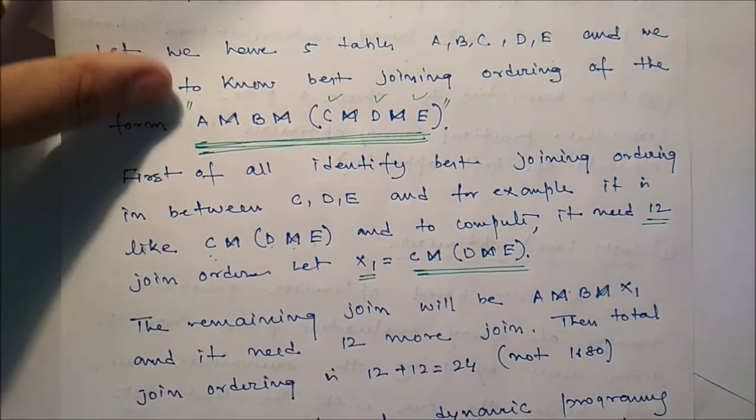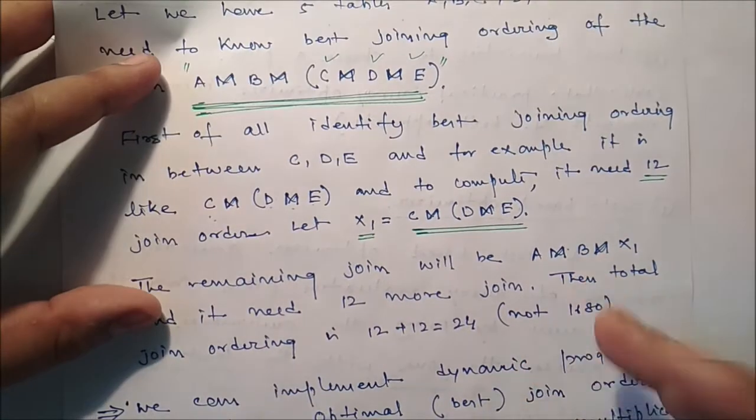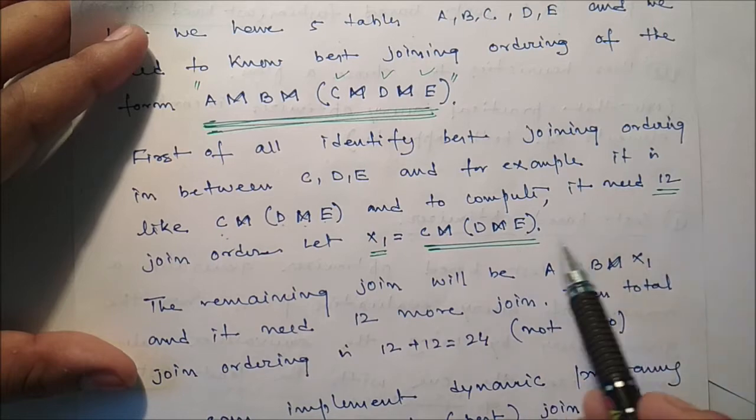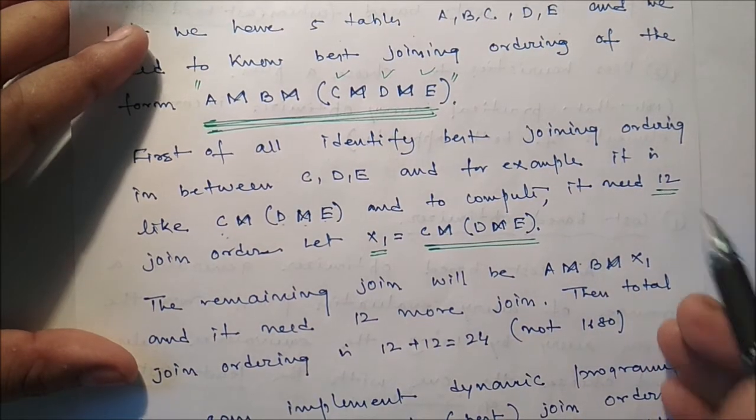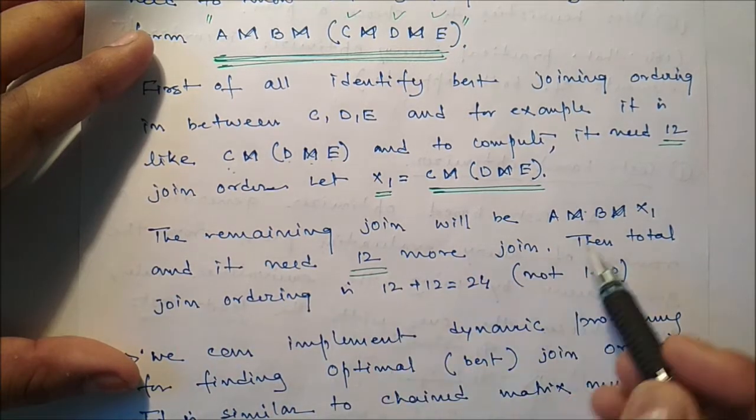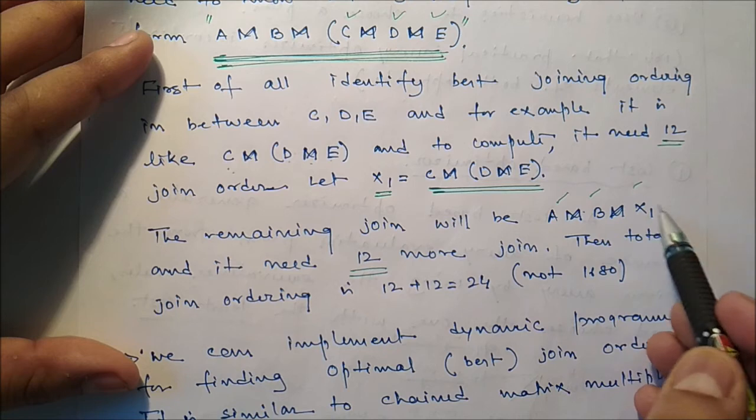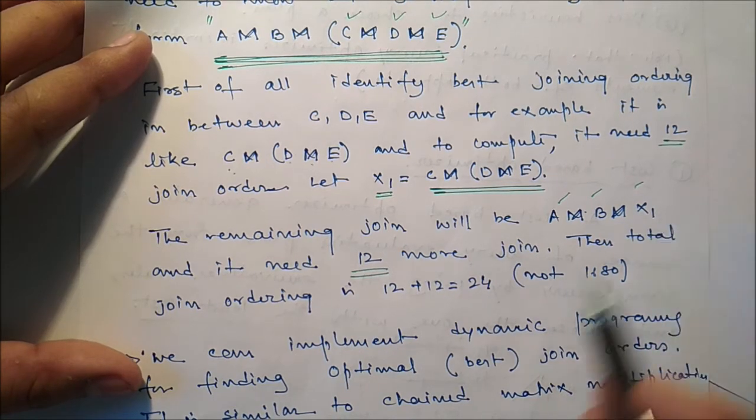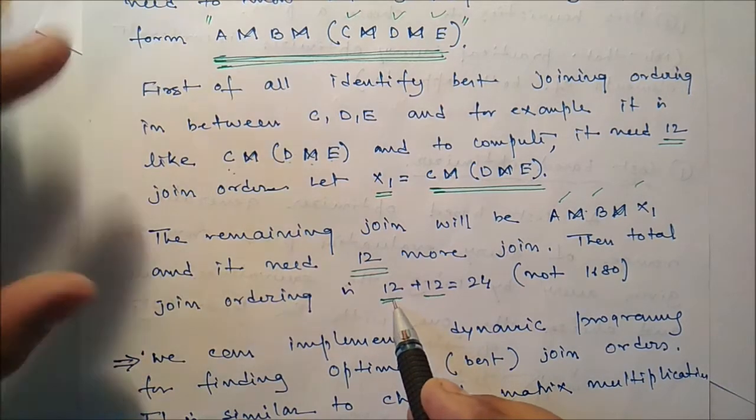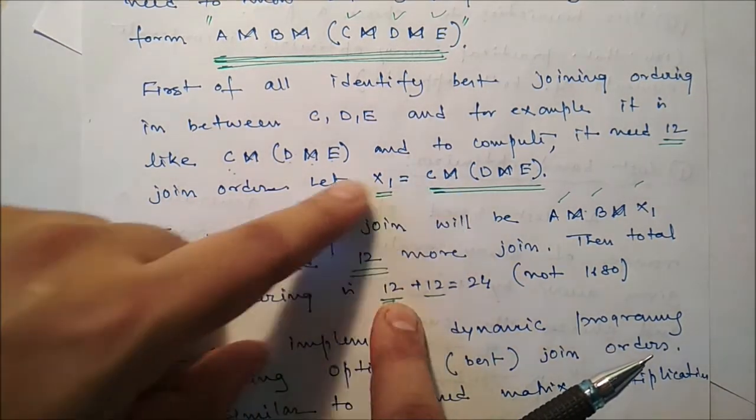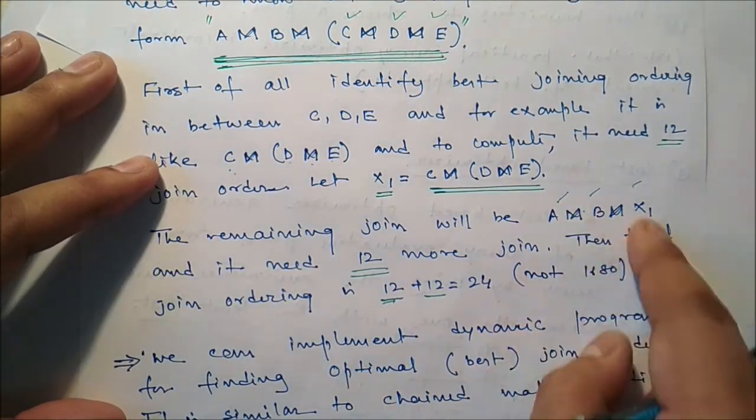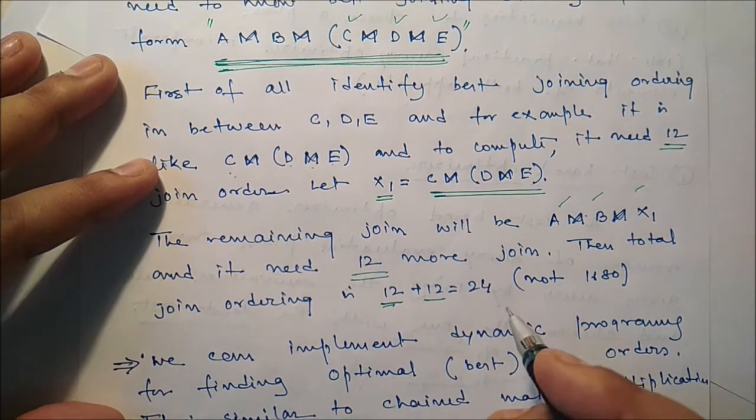Now, how many tables are there? 3 tables are there. So already you know, to identify the best joining order for the 3 tables, we need another 12. So the remaining join will be A, B, x1, and it needs 12 more because here 3 tables are there, since we cannot change the combination of x1. So the total join ordering is 12 plus 12. This 12 is to identify this particular combination, and this 12 is to identify which one is the best combination for these 3 tables. So the total is 24.